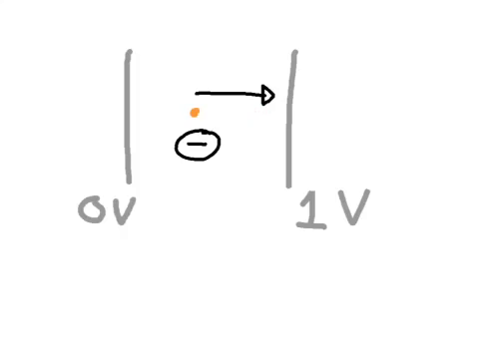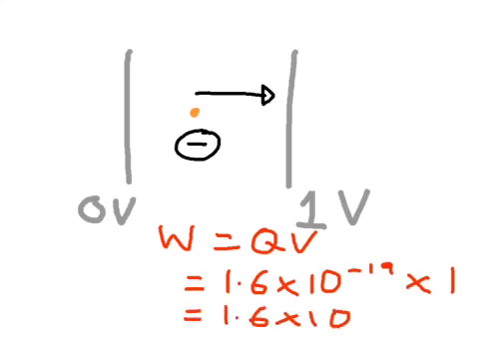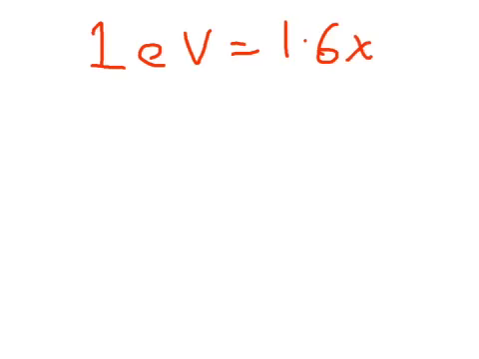Well, how much kinetic energy has it actually gained? If we go back to our relationship we had earlier, the energy transferred is Q times V. It's an electron, so the charge on that electron is 1.6 times 10 to the minus 19, and it's passed through 1 volt, so times 1. So the energy transferred there is 1.6 times 10 to the minus 19 joules. And that's how we define this new unit of energy, the electron volt. It's equal to 1.6 times 10 to the minus 19 joules.